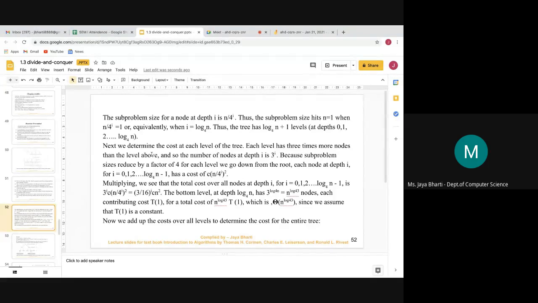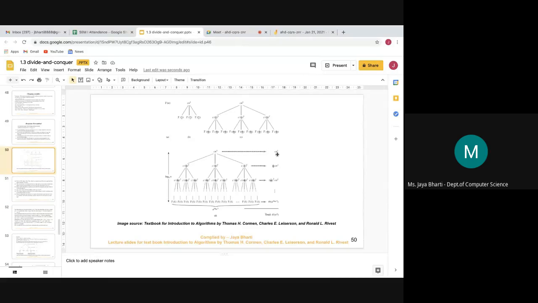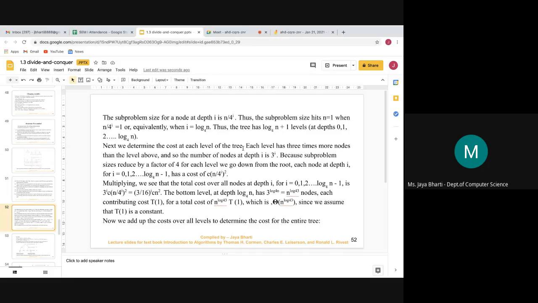Okay, so for all our levels, you can see level 0, level 1, level 2. The cost of the first level is cn square, then the next is 3 by 16 cn square. So we need to compute the cost of each level of the tree.